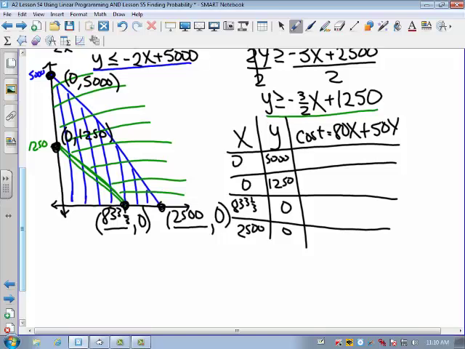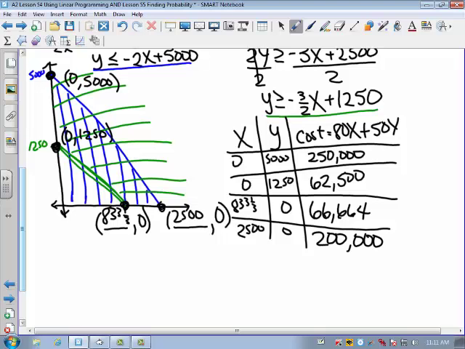All right, so (0, 5,000), what's my cost? 250,000. All right, (0, 1250), what's my cost? 62,500. 833 and a third and 0, my cost? $66,664. And (2,500, 0), 200,000.